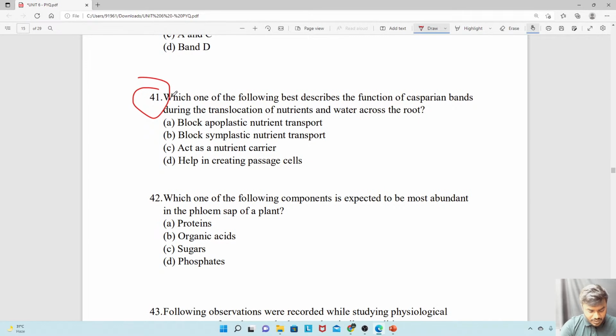Next, question number 41. Let me know if anyone did not understand. I will re-explain.